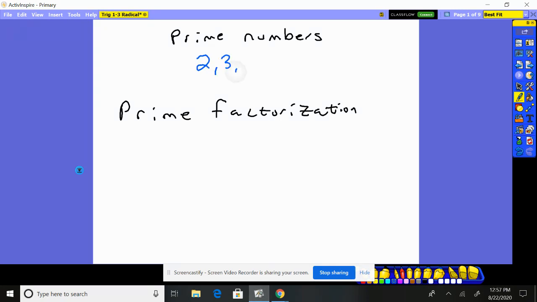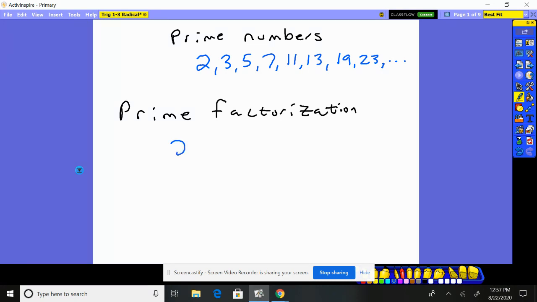The first prime number is 2. Then you have 3, 5, 7, 11, 13, 19, 23. And they continue on forever. Okay? Now, prime factorization says every single number that is out there can be broken down to basically the multiplication of a bunch of prime numbers.